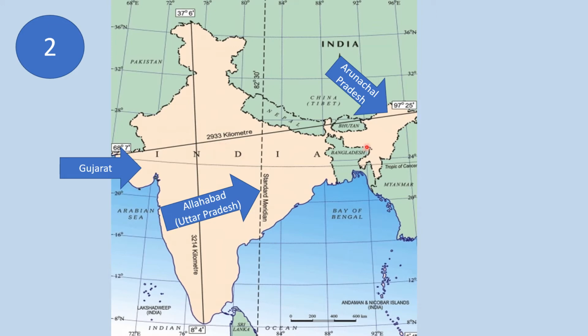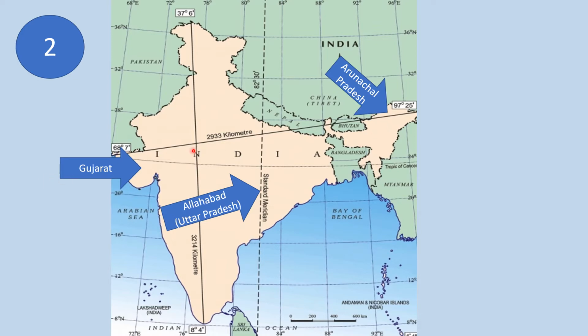The sun rises 2 hours earlier in the easternmost part of Arunachal Pradesh than at Dwaraka in the Gujarat state in the west. That the state where the sun rises first is Arunachal Pradesh is very appropriate. So the time difference between these two places is 2 hours.